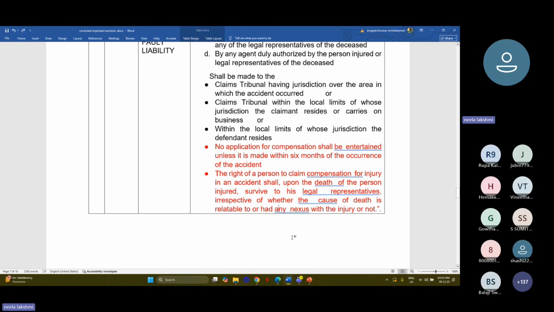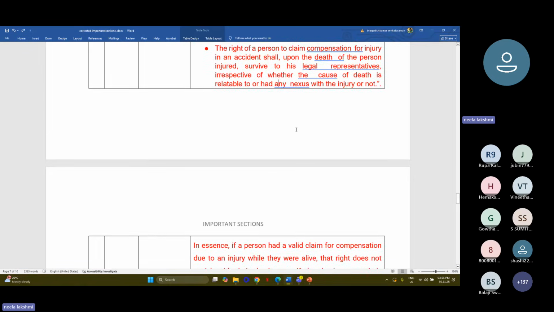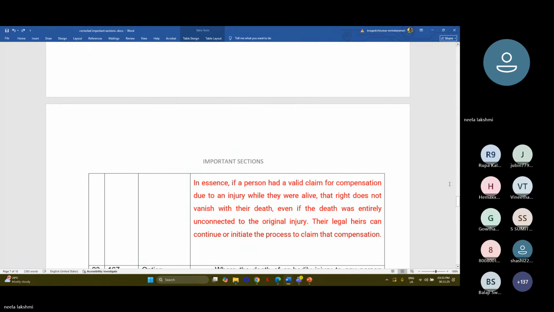But the only condition is that the injured person should have filed that application while he was alive. If the application was not filed during the injured person's lifetime, the legal representatives cannot file a fresh application. But if the injured person has filed the application and dies during the pendency, his legal representatives can carry forward that application and they retain their right. Okay, this is very, very important.